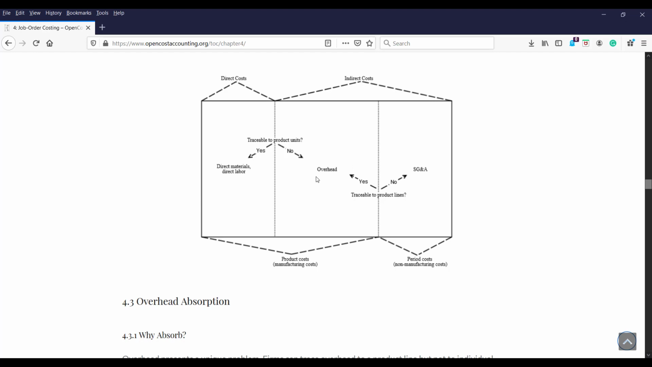The big problem comes from overhead. Overhead, based on the idea of absorbing costs, all product costs into individual product units, should probably be a part of the cost of each individual product unit. How much overhead goes to each individual product unit? The next two chapters, job order costing and activity-based costing, have two different answers for this.